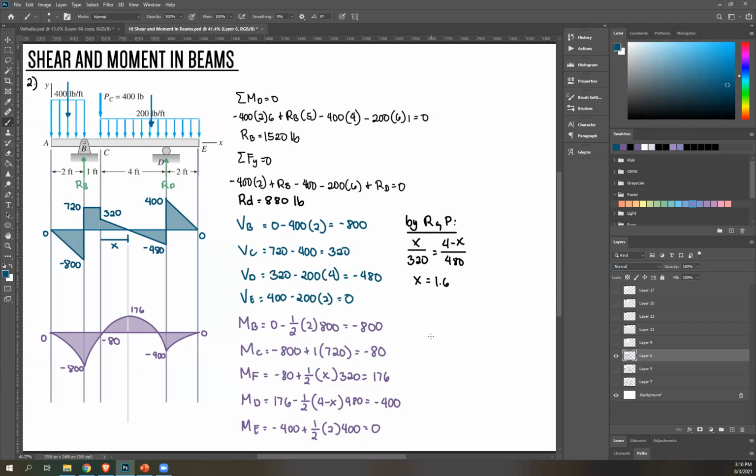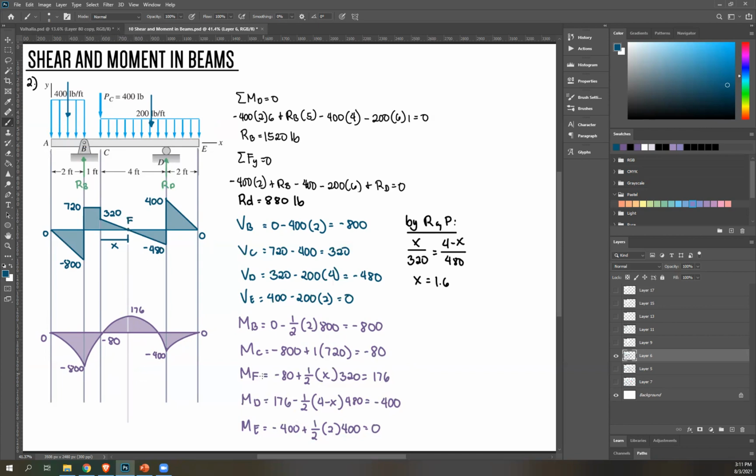Next is here actually at this point, because after this point, your area becomes negative as well. So even though it's not a point existing on your original figure, it's a point of importance because of your shear diagram. Again, because your area changes. So that's why I added point F here.